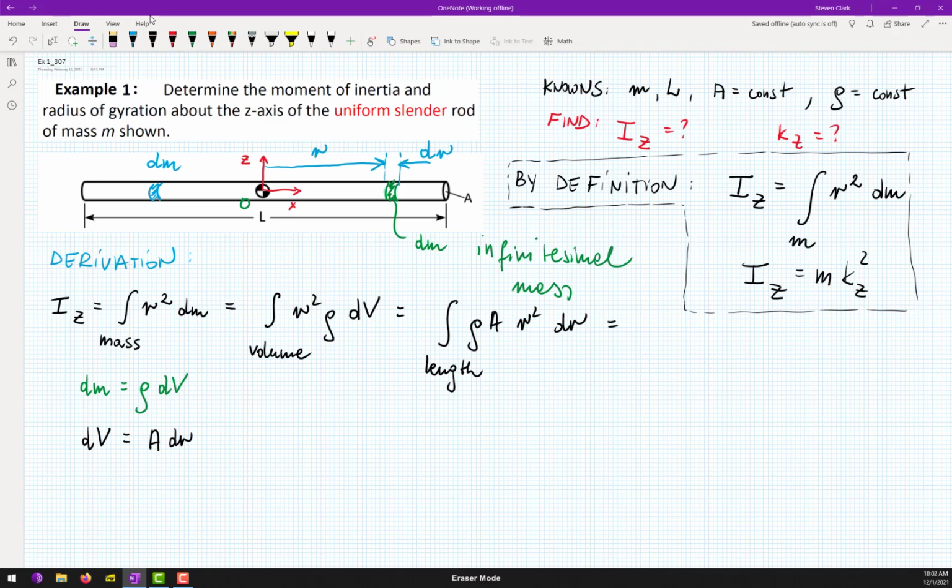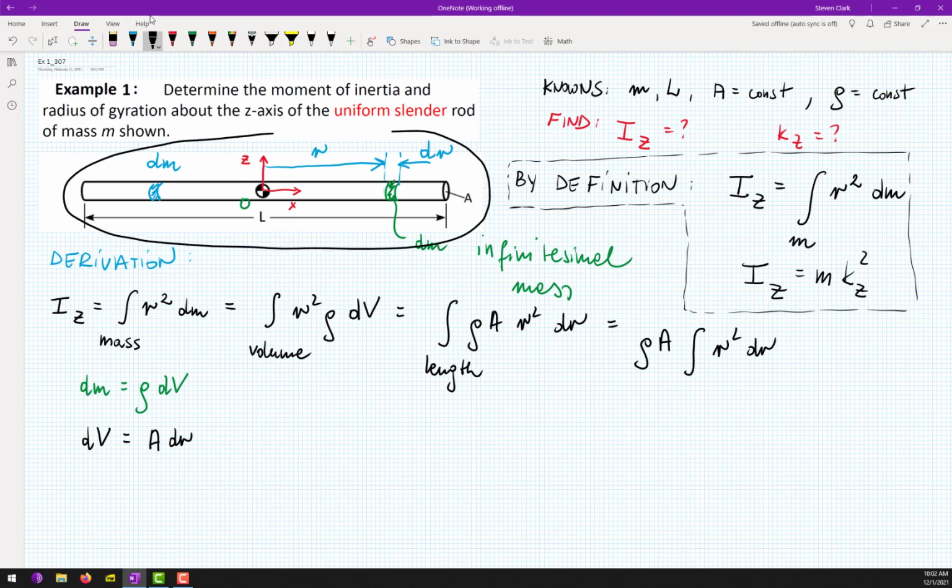So we'll end up with such an integral: rho A integral of r squared dr. Okay guys, based on the picture, what are the integration bounds? What shall I put here and here?